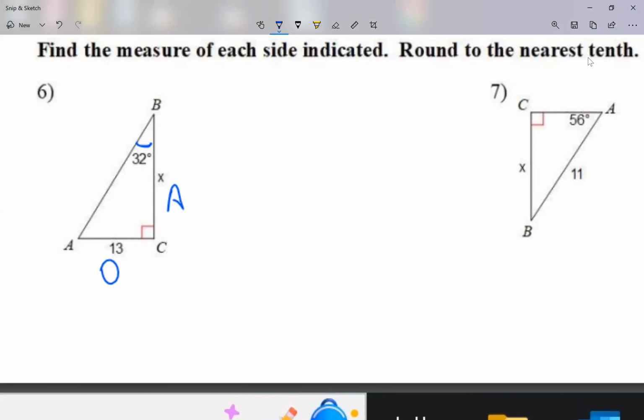But I remember my acronym. Sine is opposite over hypotenuse, cosine is adjacent over hypotenuse, and tangent is opposite over adjacent. So the acronym SOHCAHTOA helps me remember that. O and A, I'm using tangent. So I'm going to say tangent of 32.